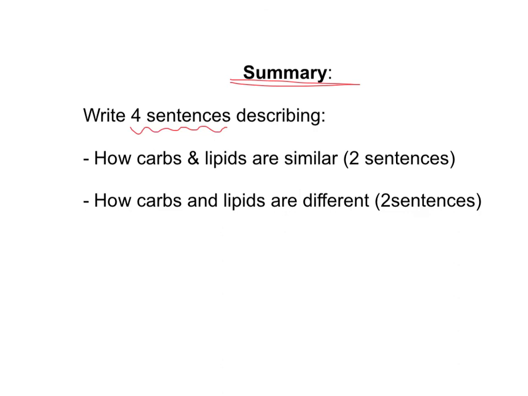In 2 sentences, you need to describe how carbohydrates and lipids are similar. And then in the next 2, you need to describe how carbohydrates and lipids are different. And I apologize for my typo there. It should be 2 sentences. Anyway, make sure that you write a total of 4 sentences, and if you decide to change how you do it, that's fine, but make sure you cover both how they're similar and how they're different.